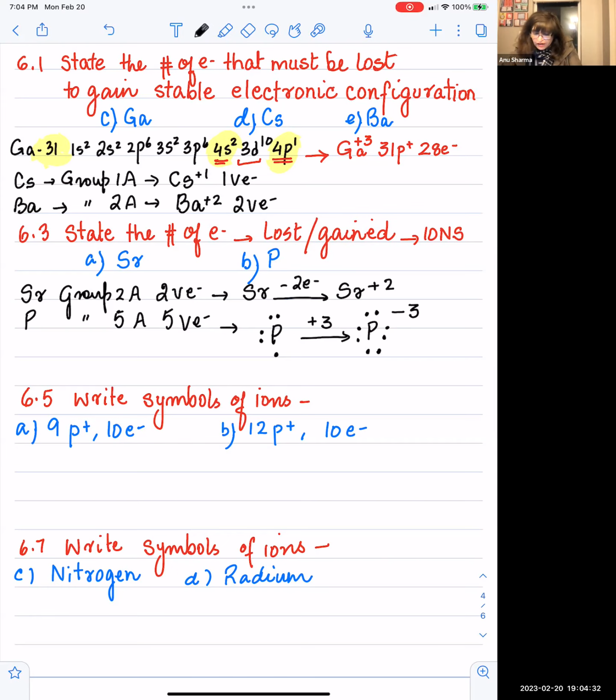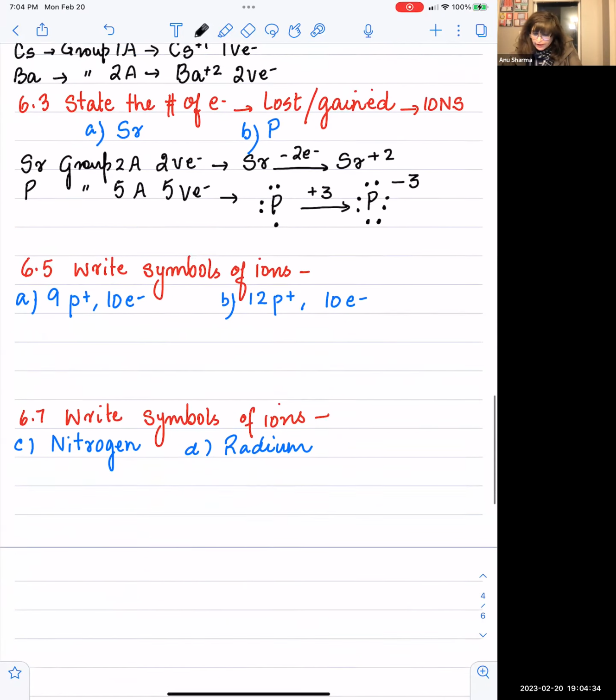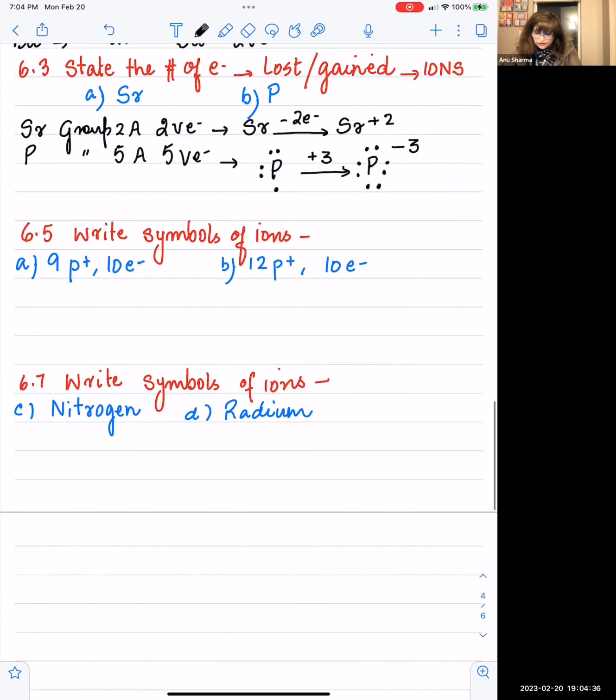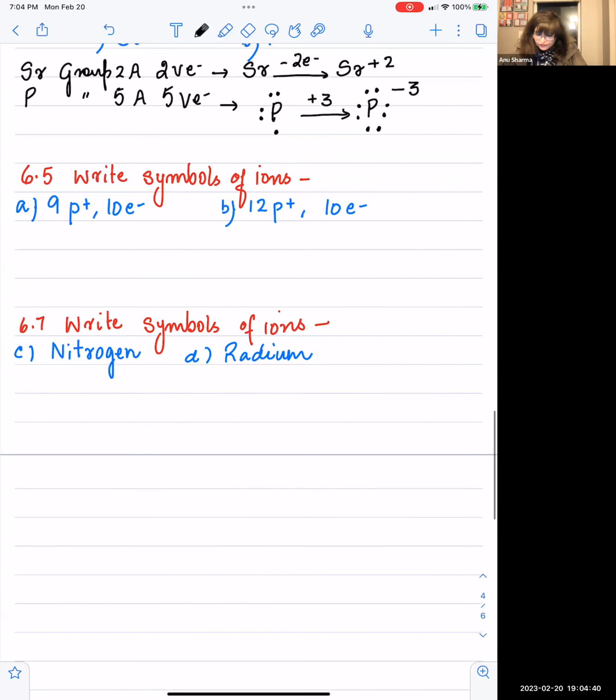Okay, now for the sake of practice, you guys need to do on your own. I can't keep doing all your homework questions, so the remaining ones you should do on your own. Okay, next, write the symbols of the ions.